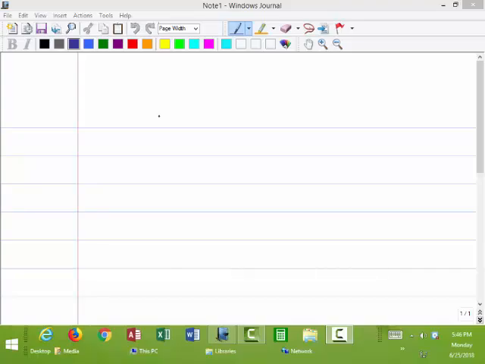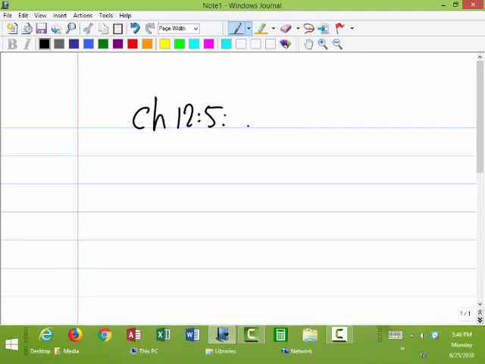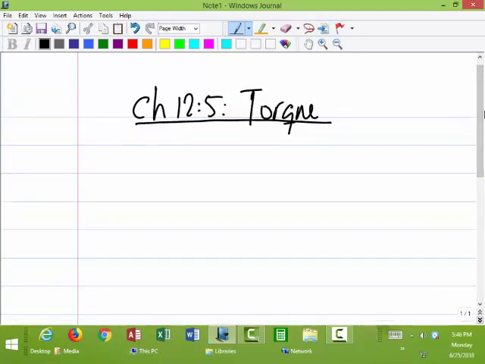Okay, let's start with chapter 12, section 5. This is called torque. If we apply a force to a point on an object which is not the center of mass of the object, it would tend to experience a rotation. And so the ability of the force to cause a rotation depends on three factors, and I'll list those shortly.